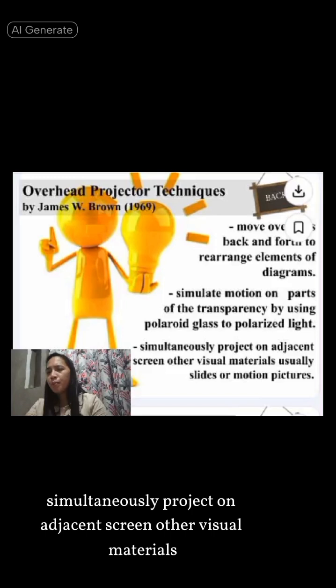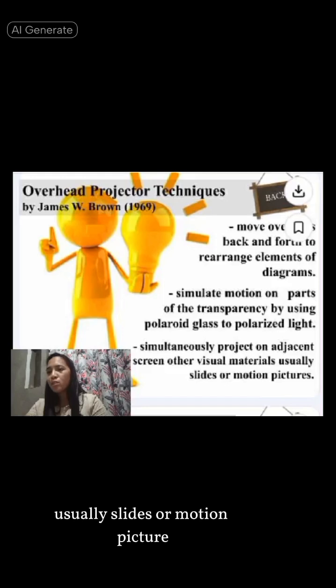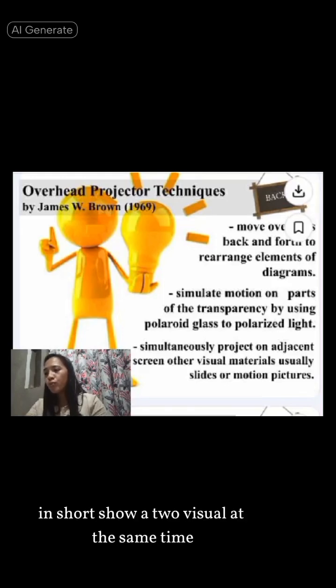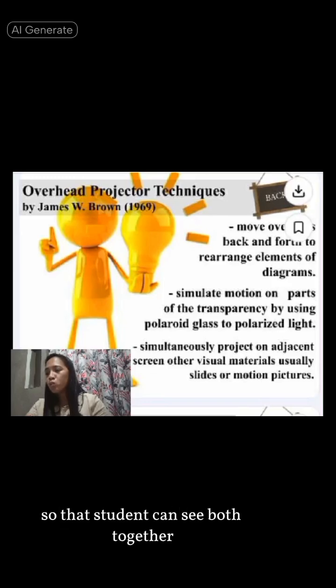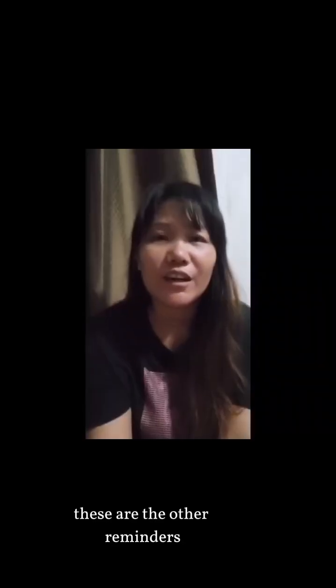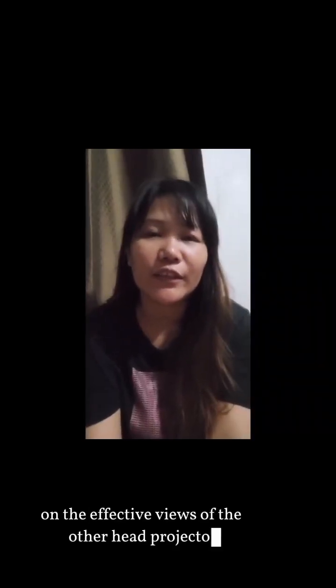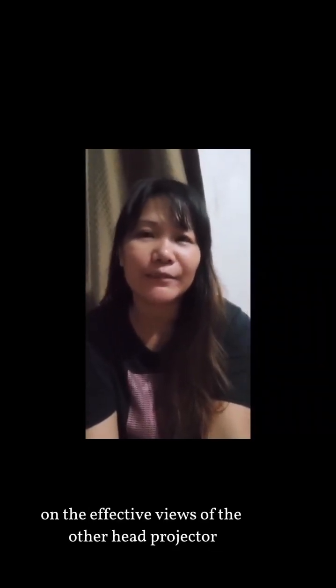Number 8: Simultaneously project on an adjacent screen other visual materials, usually slides or motion pictures. In short, show two visuals at the same time, one from the overhead projector and one from another projector, so that students can see both together. These are other reminders on the effective use of the overhead projector.